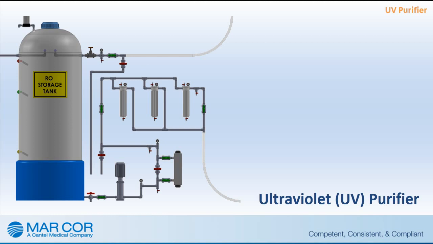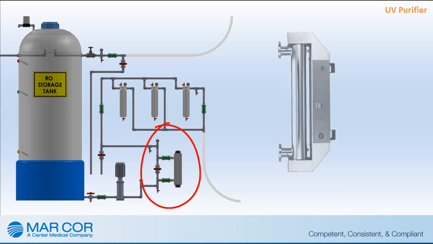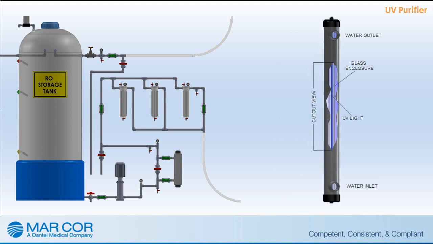Water produced by the RO is very clean but is not sterile, and it may contain very low levels of bacteria. These bacteria can increase in number in the distribution system, and this number needs to be kept to a minimum. The ultraviolet purifier, typically called the UV, is designed to reduce bacteria and other microorganisms that can be found in the pure water system. The UV uses an ultraviolet lamp to destroy bacteria and other microorganisms that may be present in the water.